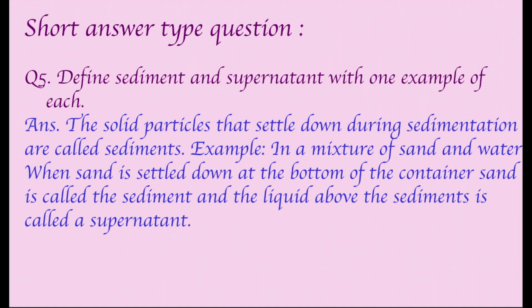Question 5. Define sediments and supernatant with one example of each. The answer is, the solid particles that settle down during the sedimentation are called sediments. For example, in a mixture of sand and water, when sand settles down at the bottom of the container, sand is called the sediment and the liquid above the sediment is called supernatant.